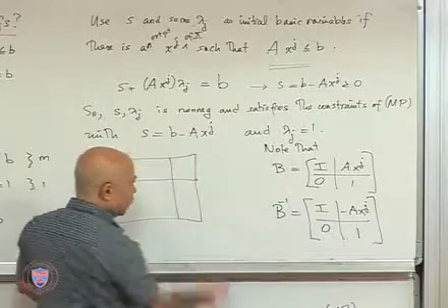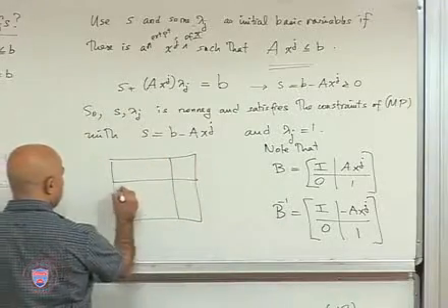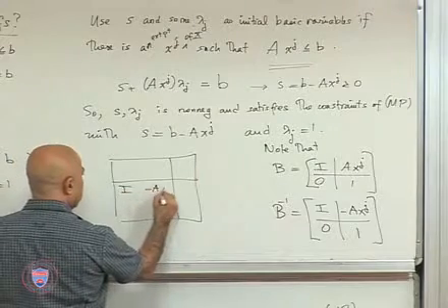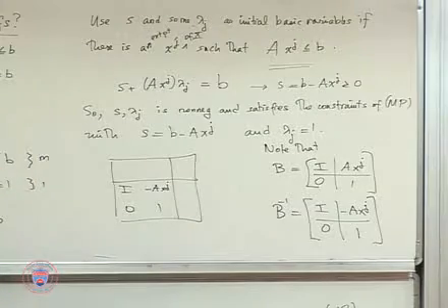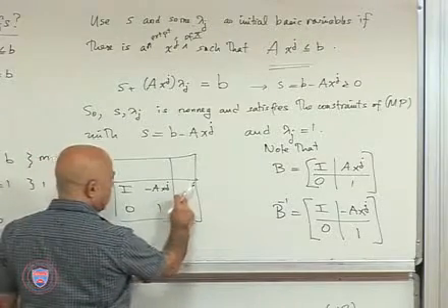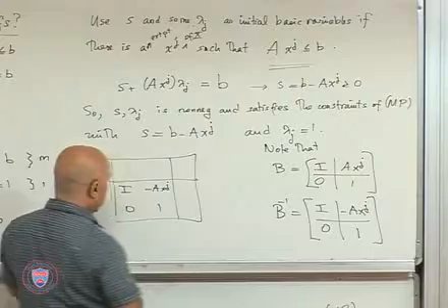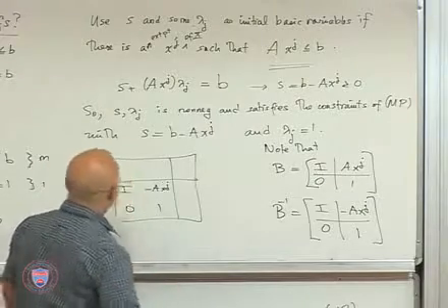All right. So your B inverse is identity, minus axj, 0, 1, like that. What is this part? Well, you can compute it. Let's just do it.